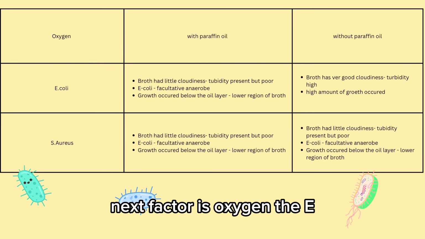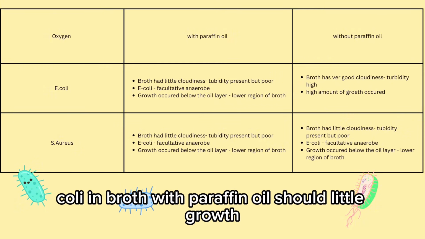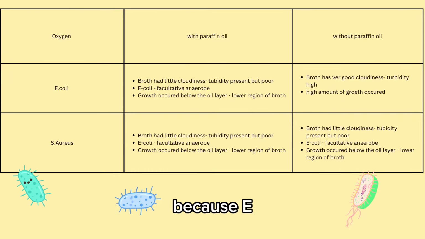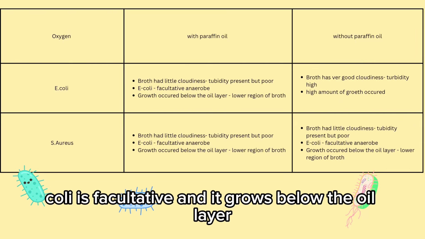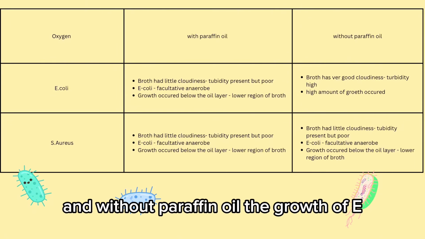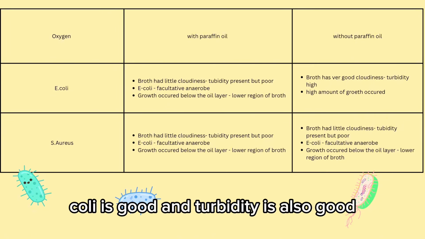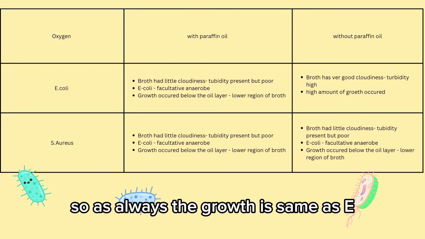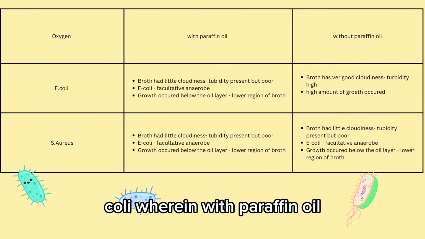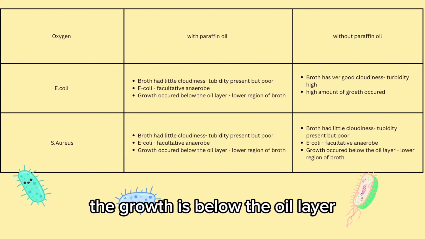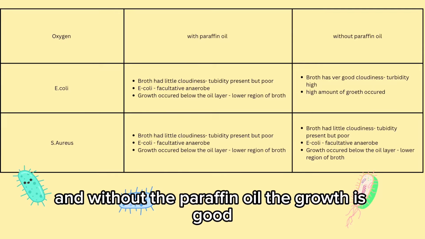Next factor is oxygen. The E. coli in broth with paraffin oil showed little growth because E. coli is facultative and it grows below the oil layer. And without paraffin oil, the growth of E. coli is good and turbidity is also good. For S. aureus, the growth is the same as E. coli, where with paraffin oil, the growth is below the oil layer, and without the paraffin oil, the growth is good.